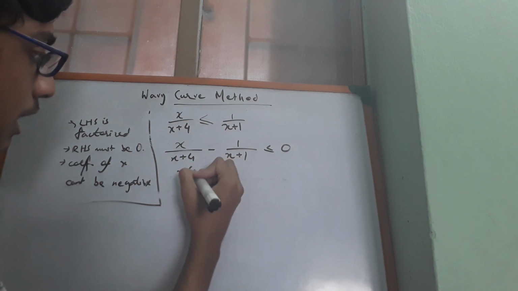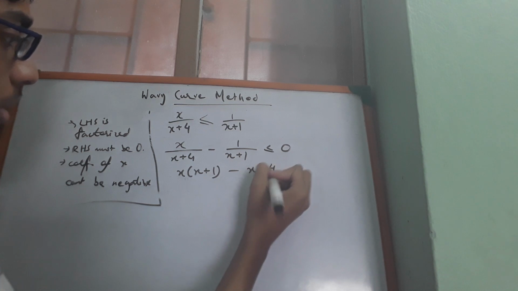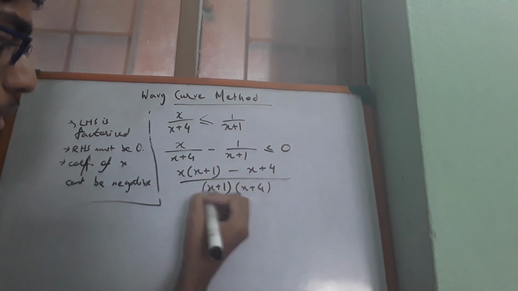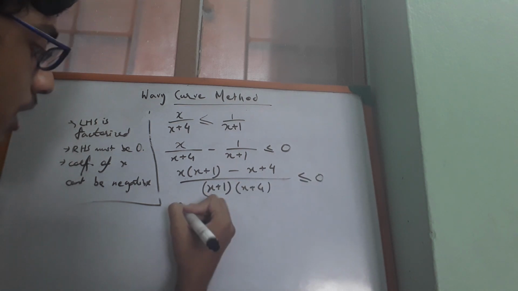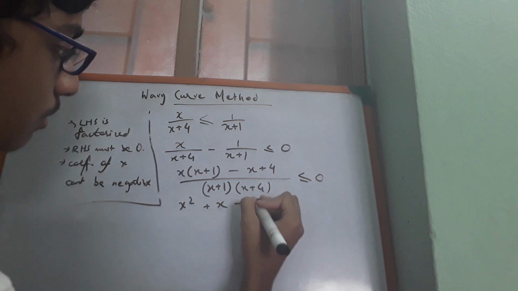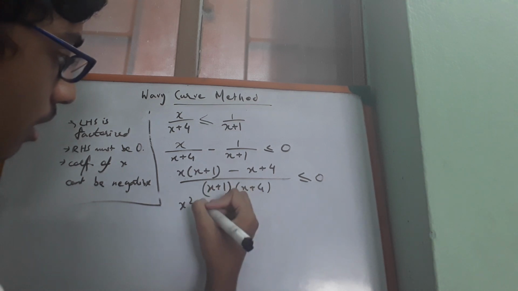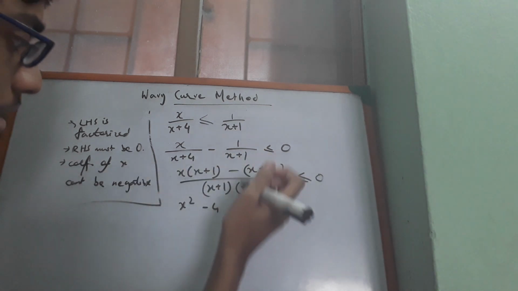This is x, so x times (x plus 1) minus (x plus 4), the whole divided by the LCM, (x plus 1)(x plus 4). Now don't try to distribute it, because you need to keep it in this form when you are dealing with Wavy curve method questions. So this is x square plus x minus x minus 4, so your plus x minus x will just cancel out, and this will become minus 4 after all because we have a bracket here, right?